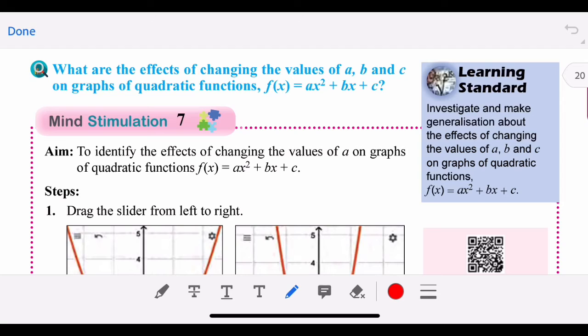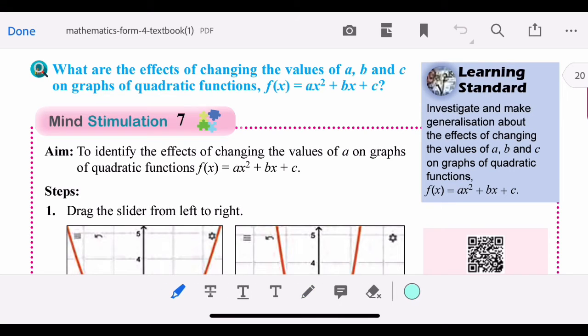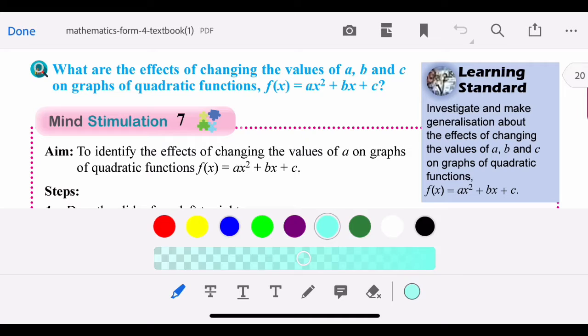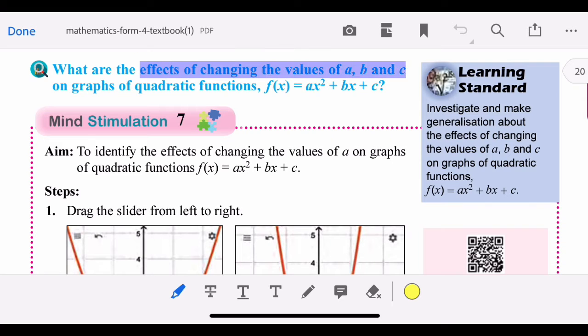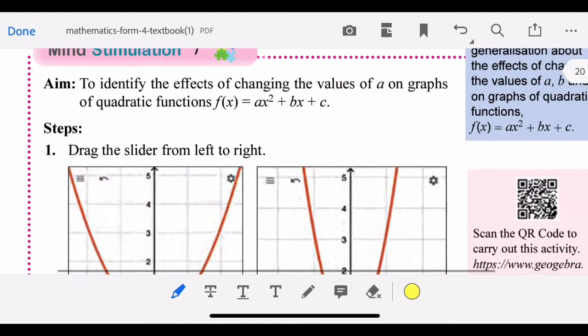What are the effects of changing the values of a, b, and c on graphs of quadratic functions f(x) equal to ax squared plus bx plus c? My simulation.